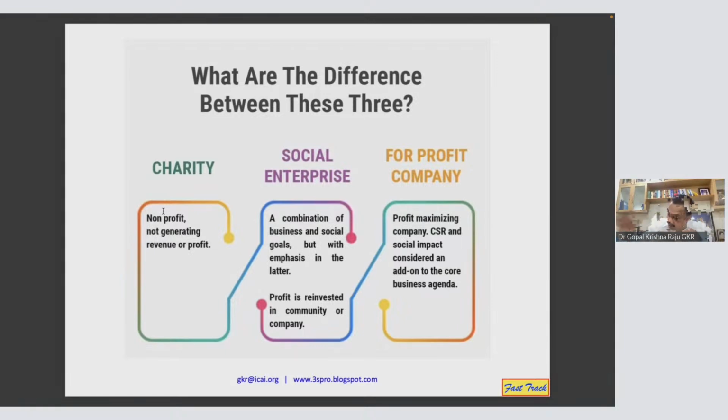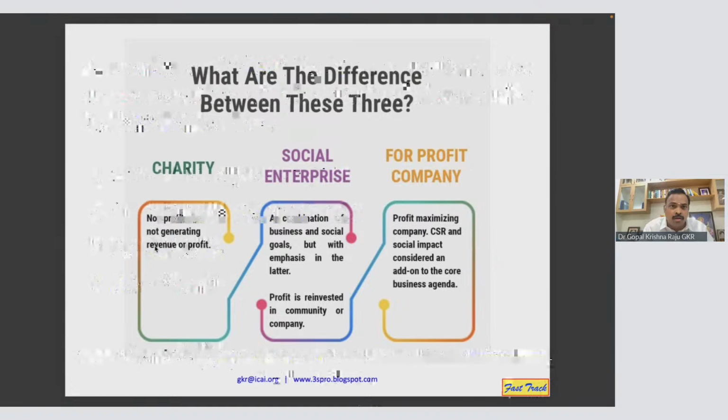If you are a profit company and you want to do social activities, you are called a social enterprise. So that is why a charitable institution can also be called a social enterprise. A profit company can also be called a social enterprise, but you need to focus on social activities. What is that? I'll come to that.